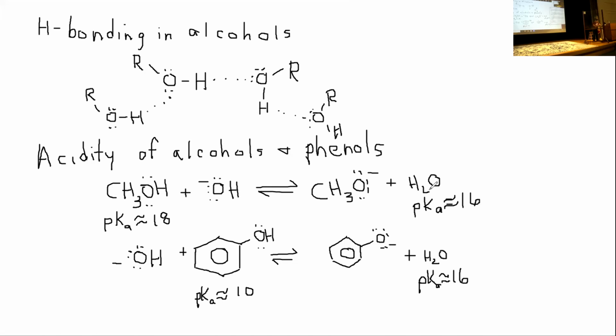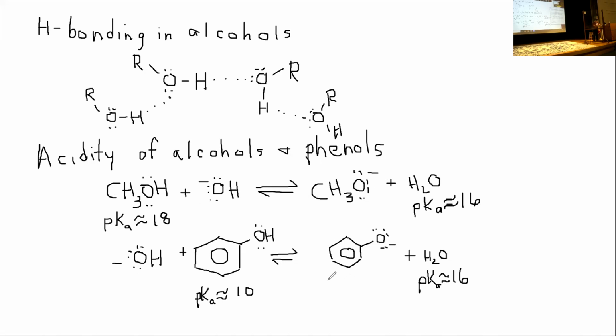Since weak acid gives strong base in reaction, so would CH3O minus be a strong base in the first reaction? Right, I would say CH3O minus is a stronger base than hydroxide ion. Likewise, I would say OH minus is a stronger base by a lot than the phenoxide ion.